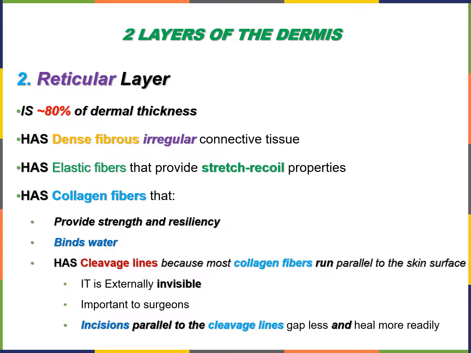The second layer of the dermis is the reticular layer. It's about 80% of the dermal thickness. It's dense, fibrous, irregular connective tissue. It's going to have some elastic fibers in it that provide some stretch and recoil properties to the skin. So when we bump up against things, or we pull our skin up, it's going to recoil back down until we get older, and we're going to lose some of those elastic fibers.